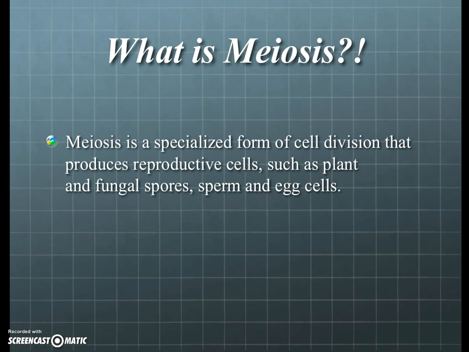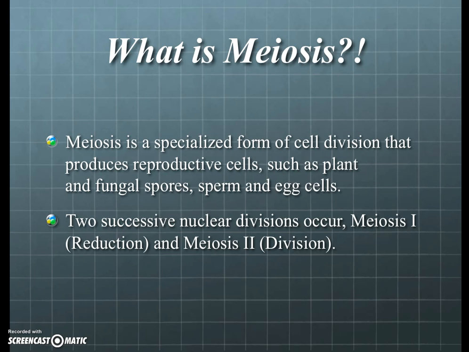Meiosis is a specialized form of cell division that produces reproductive cells such as plant and fungal spores, sperm and egg cells. Sexual reproduction occurs only in eukaryotes. Therefore, meiosis only happens in eukaryotes as well. During the formation of gametes, sperm and eggs, the number of chromosomes is reduced by half and returned to the full amount when the two gametes fuse during fertilization.